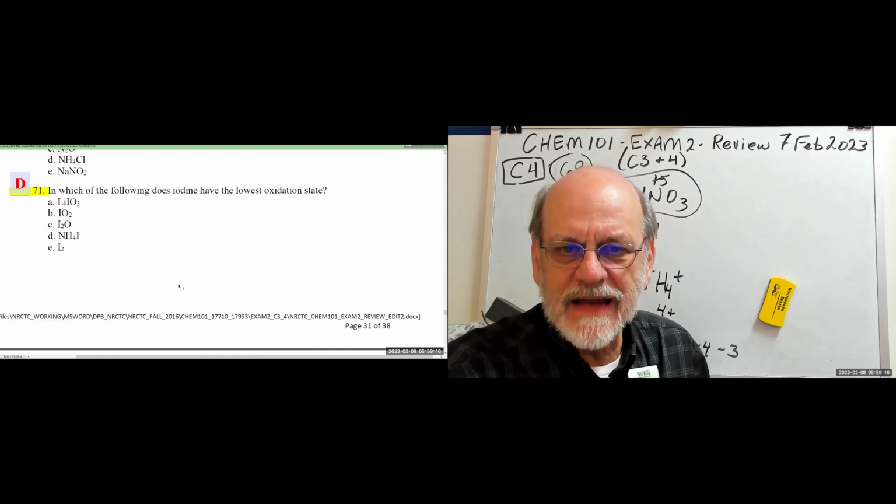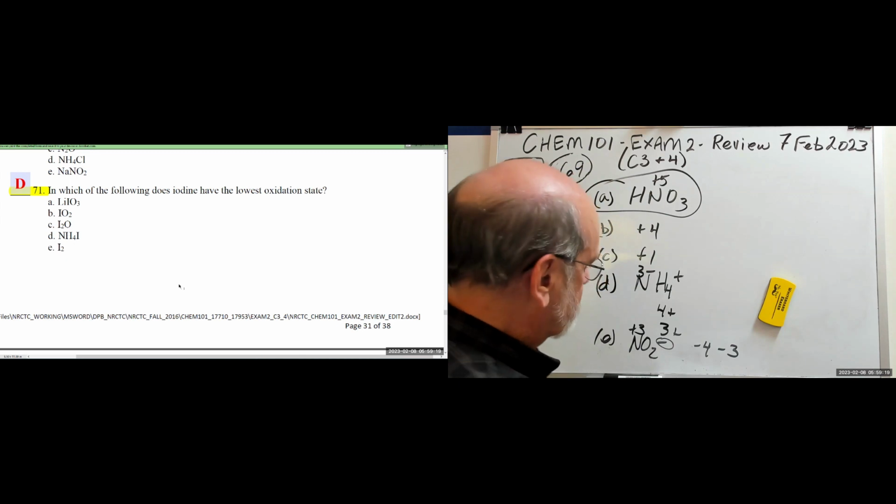Which one of these has iodine of the lowest oxidation state? 71.